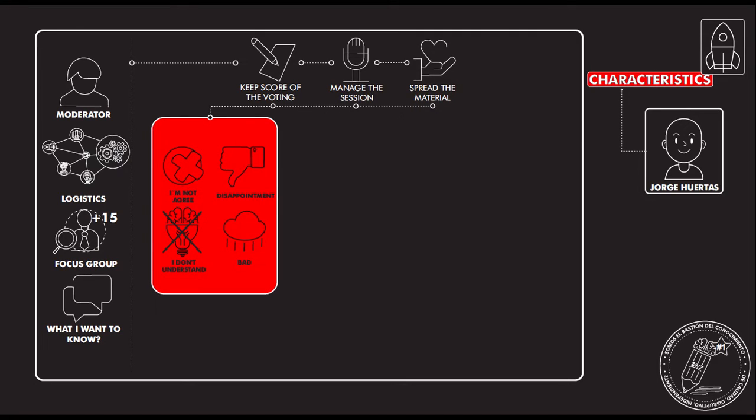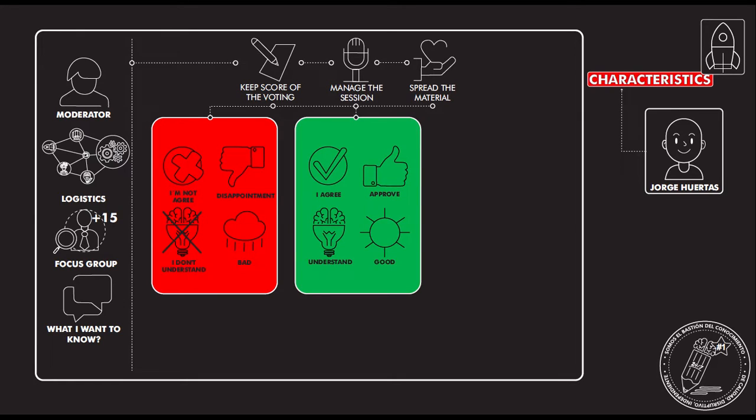So the first card that we have is the red card. The red card means that I don't agree with something. It means that I'm disappointed about the result. It means that I don't understand or it's something bad. These are the four scenarios in which you use the red card, depending on what the moderator is asking or what they need to know.